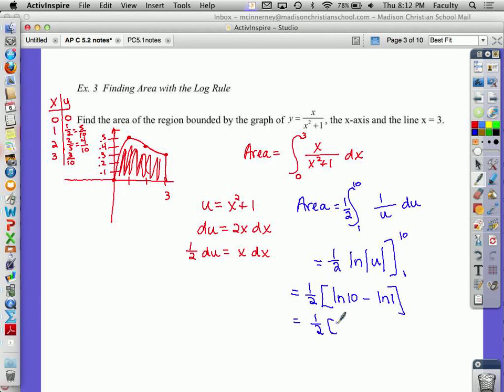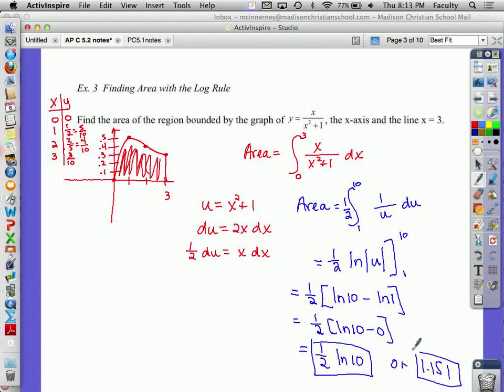All right, well, what's the natural log of 1? We know that's 0. So I really do 1/2 the natural log of 10. If this were the no calculator part, that would be your answer. If it were calculator, you'd punch this in and get 1.151. Okay?